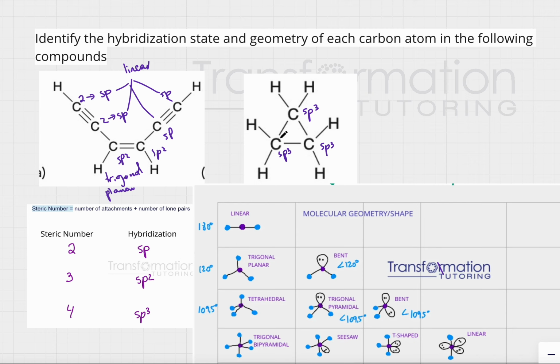Let's continue. This carbon is attached to 4 things, no lone pairs. So let's find, where do we see that the central atom is attached to 4 other atoms, no lone pairs? That's tetrahedral. So my sp3 will be tetrahedral. So sp is linear, sp2 is trigonal planar, and sp3 is tetrahedral.